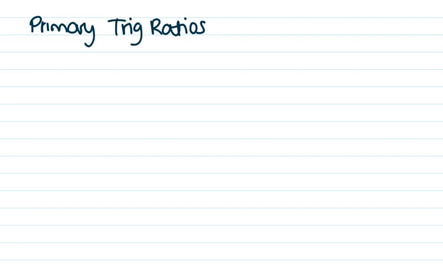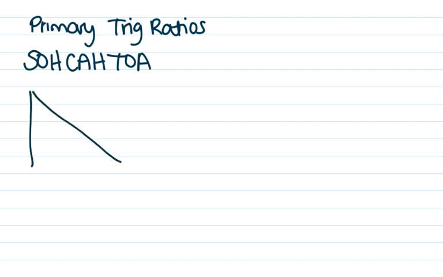So first we're going to start by reviewing the trigonometry that you learned in grade 10. So in grade 10, you learned what was called the primary trig ratios. And you'll remember the primary trig ratios as SOHCAHTOA. So we'll just first review what those are. So this only works for right triangles.